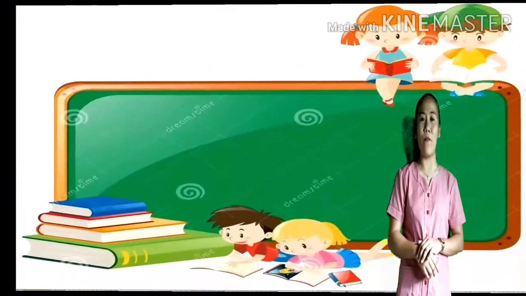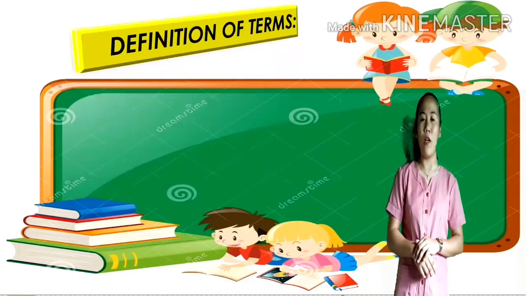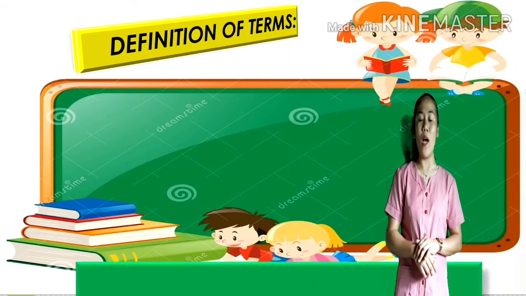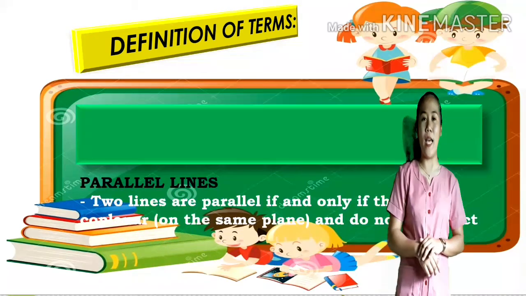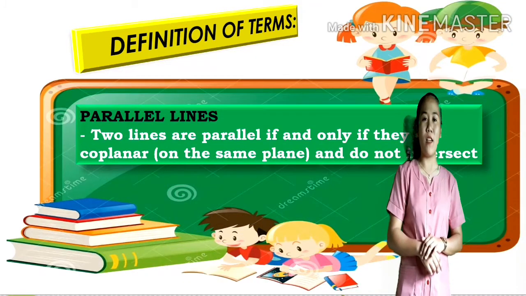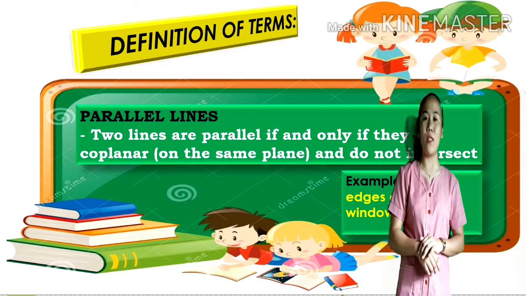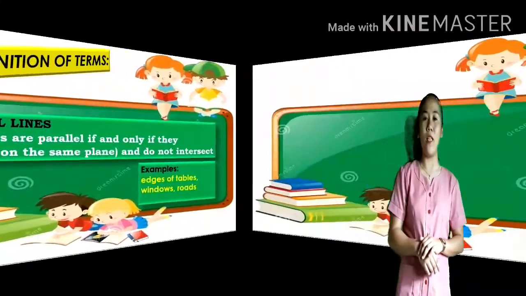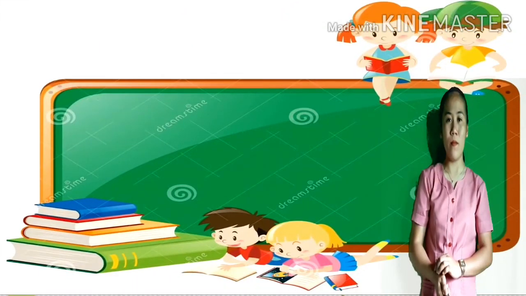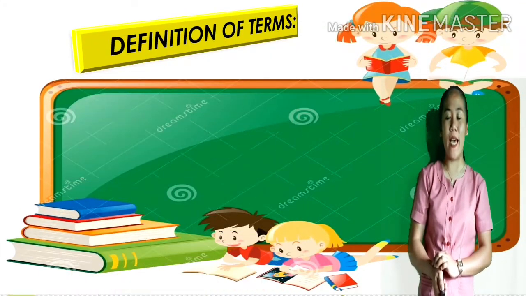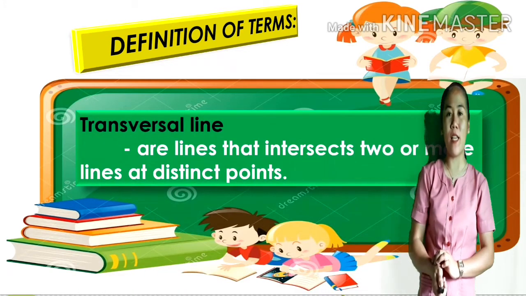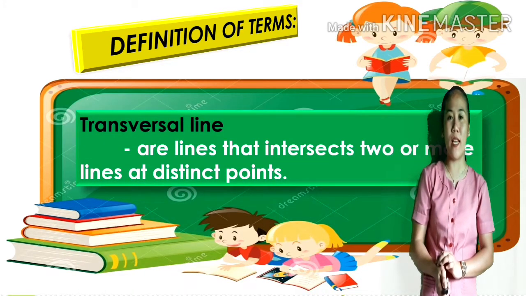Let's have the following definition of terms. First one, what is a parallel line? Two lines are said to be parallel if and only if they are coplanar. When we say coplanar, they are on the same plane and do not intersect. While transversal lines are lines that intersect at two or more distinct points.